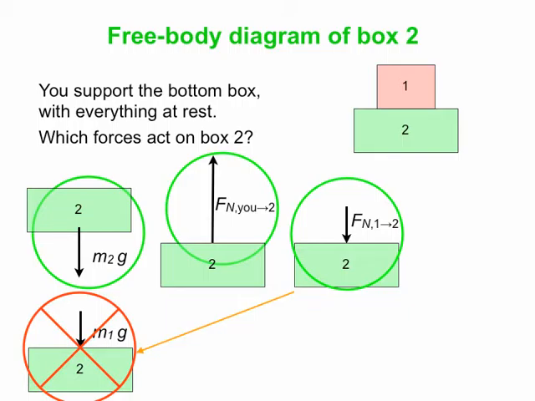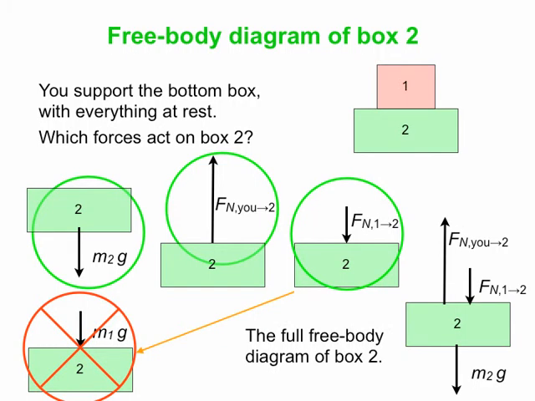And the M1g force represents an interaction between the Earth and box number 1. It does not belong on box 2's free body diagram. Now if there's no acceleration, you're absolutely right that M1g and Fn 1 on 2 will turn out to be the same number. But if there is an acceleration, those two things will be different. So you want to make sure you really get the right one. You want to label that downward force as a normal force applied by 1 on 2. So there's the full free body diagram: upward force applied by you, downward force applied by box 1, downward force of gravity applied by the Earth. Again, the net force should be 0 if everything is at rest.